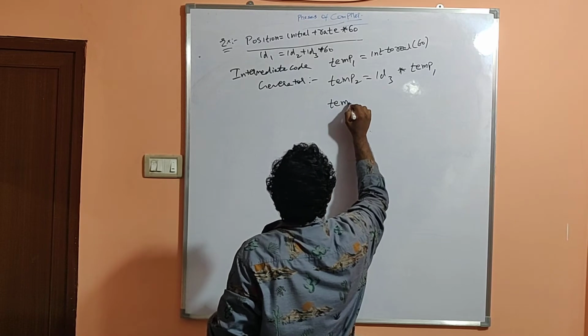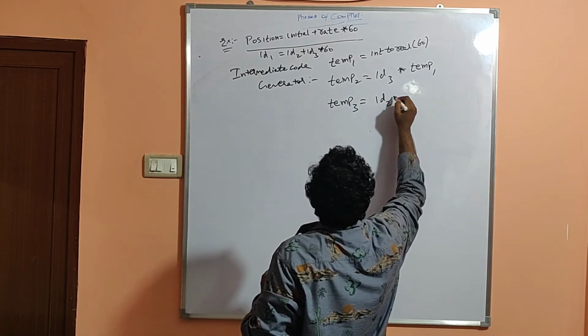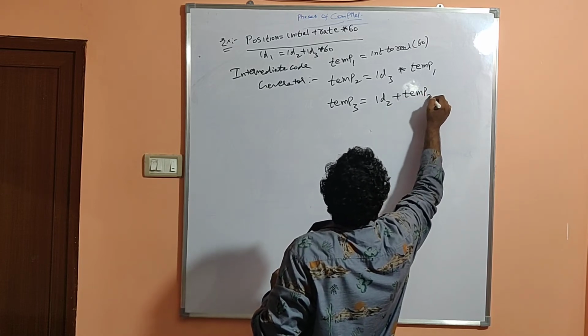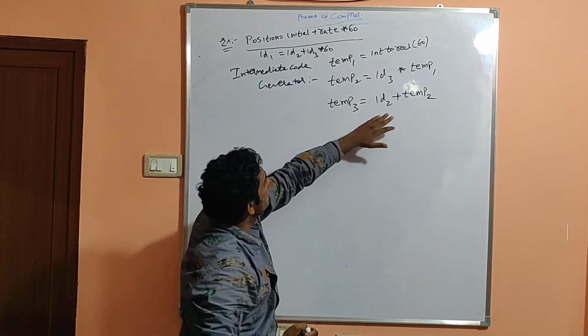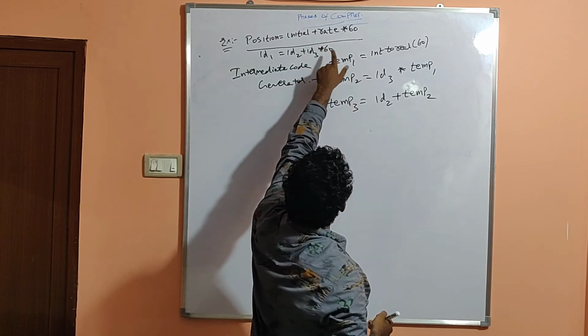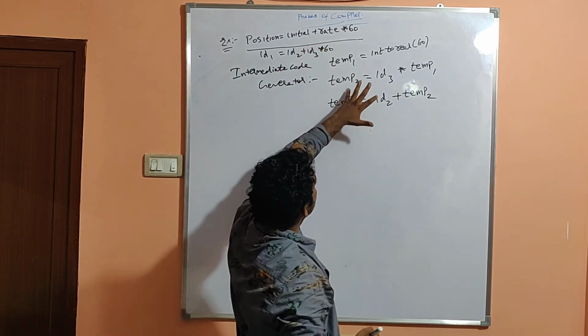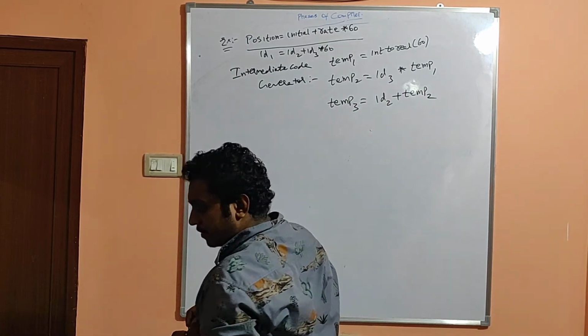So next, temp3 is equal to id2 plus temp2. id2 means the initial value is stored in id2, and temp2 means whatever is in the temp2 variable, id3 into temp1. The complete value is stored in temp2. That is the reason I have written the temp2 variable there.